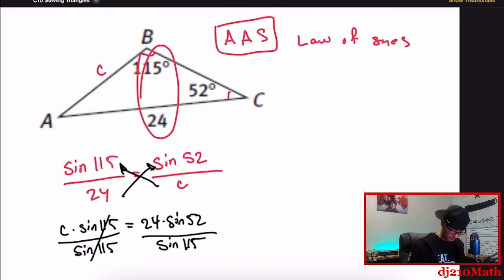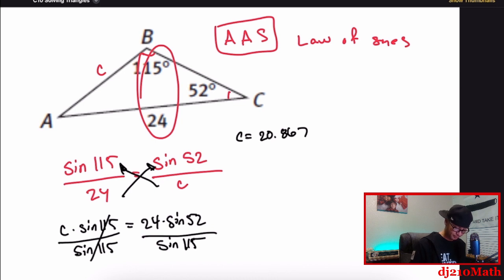And now, straight to the calculator, c is equal to this. So little c is going to equal control division, 24 trig sine 52 over trig sine 115. 20.867. All right, that was little c.